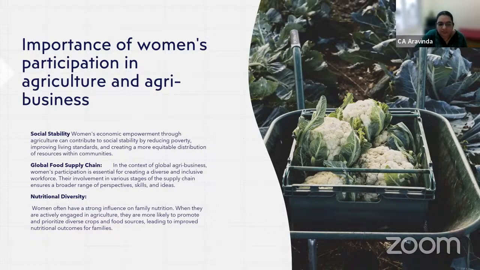Nutritional diversity is an area one should think of, and we all read that a family should be provided with adequate nutrition and nutritional value in the food they eat. That can happen only when agricultural produce is sufficient and there is no starvation in the country.